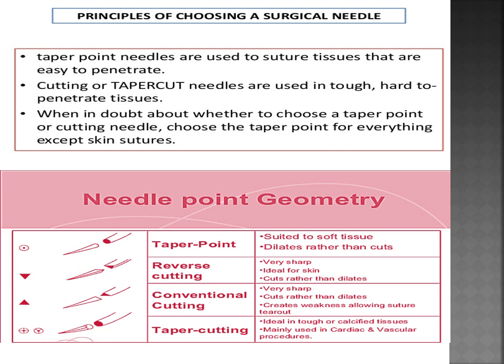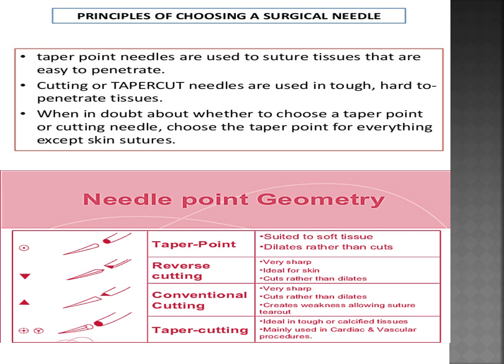The conventional cutting needles are also very sharp, and they cut rather than dilate. So it helps in cutting and going deeper into the tissues and suturing the area. Taper cutting is ideal for tough and calcified tissues. When the tissues are very, very tough, you use the taper cutting, and you can see how its shape is different from this. It is mainly used in cardiac and vascular procedures. This is how we classify needles.